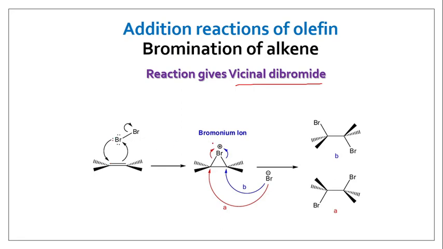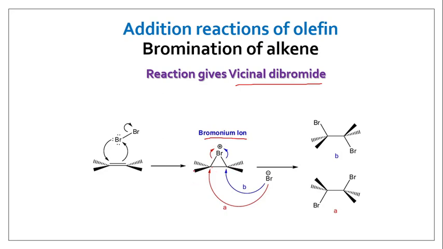In the first step it will form a cyclic bromonium ion. Cyclic bromonium ion means what? The intermediate is formed in which bromine has a positive charge and a cyclic structure is formed. That's why this is called a cyclic bromonium ion. Now the next step: the leftover Br minus will attack either this carbon atom, A carbon atom, or B carbon atom.